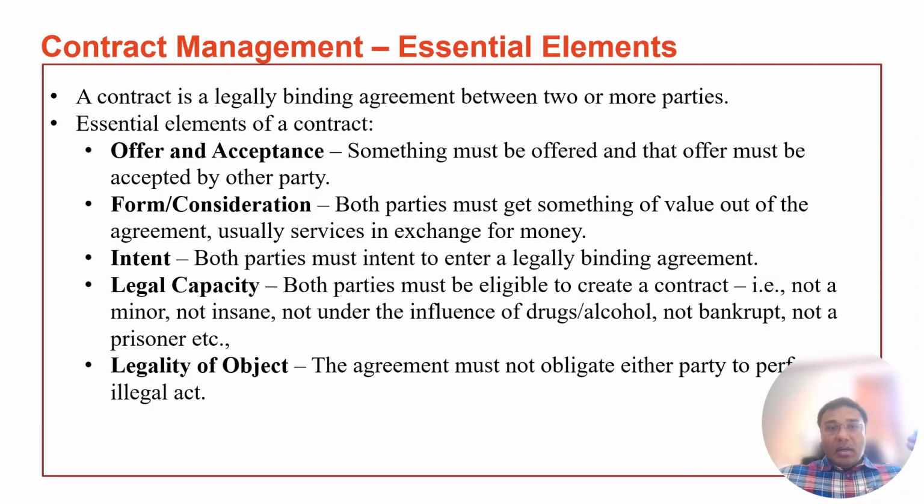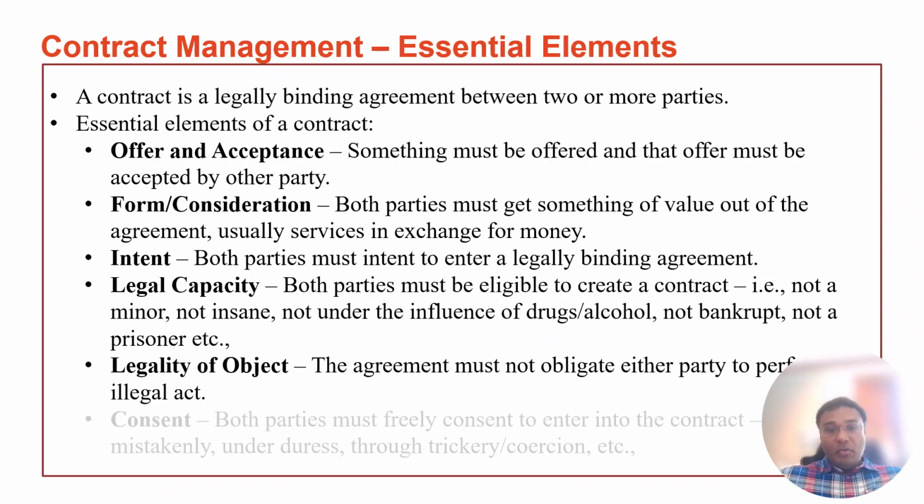The fourth aspect is that both parties must have legal capacity. They must not be minors, mentally incapable, or legally barred. The fifth is that the object of the contract must be legal. You cannot contract for illegal activities. And finally, there must be consent. Neither party should be coerced or misled into agreement. Understanding these elements is critical because if any one of them is missing, the contract may be unenforceable.